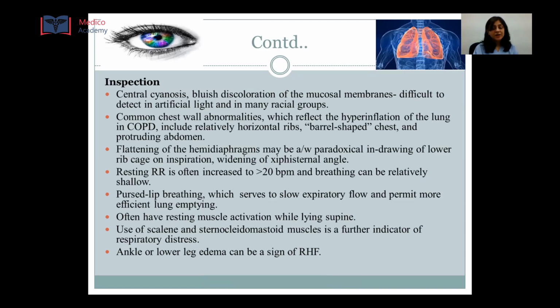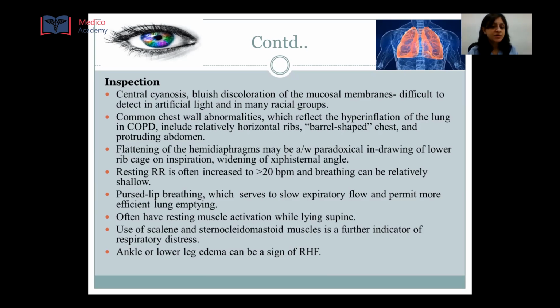Inspection. In inspection, what will you see? Central cyanosis, which is the bluish discoloration of the mucous membrane, which is very difficult to detect in artificial light and in many racial groups as well. Common chest wall abnormalities, which might reflect hyperinflation of the lung in COPD, include relatively horizontal ribs, barrel-shaped chest, protruding abdomen, flattening of the hemidiaphragms, which may be associated with paradoxical indrawing of the lower rib cage on inspiration, and widening of the sternal angle. You can see all these things.